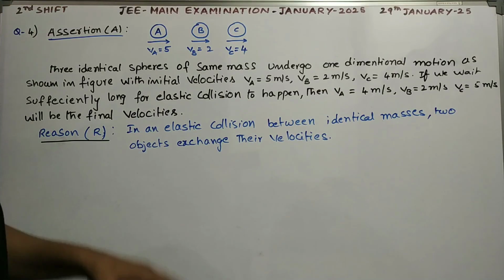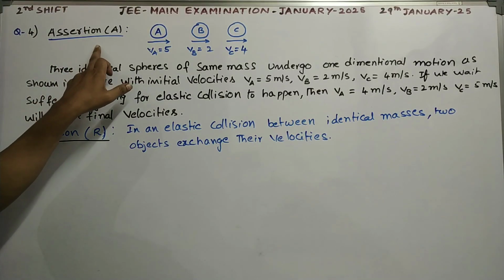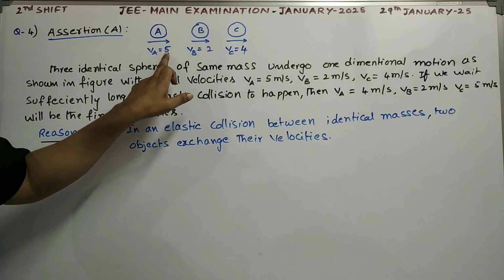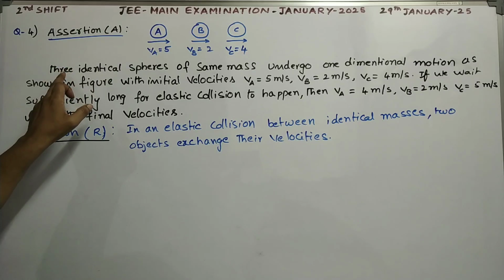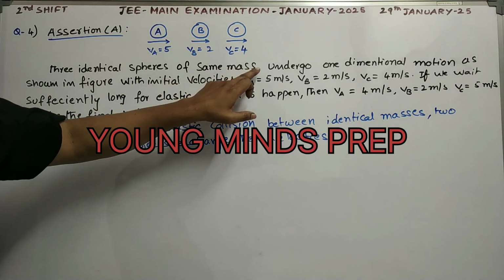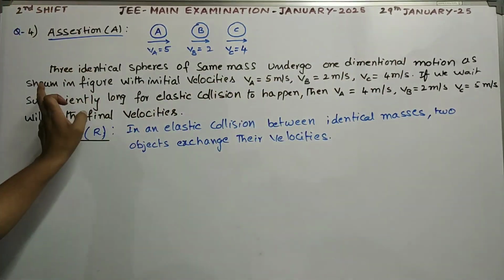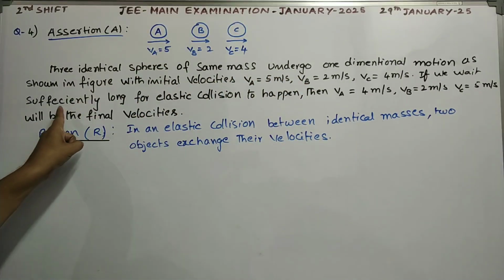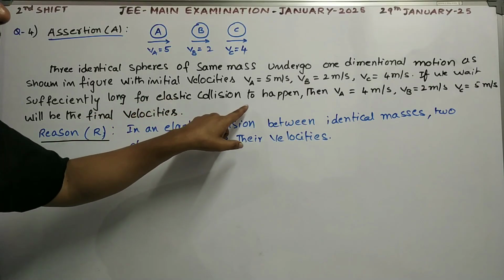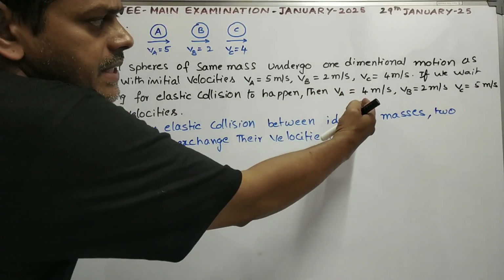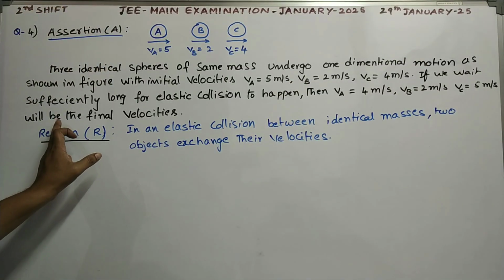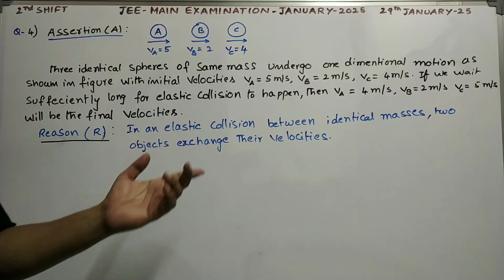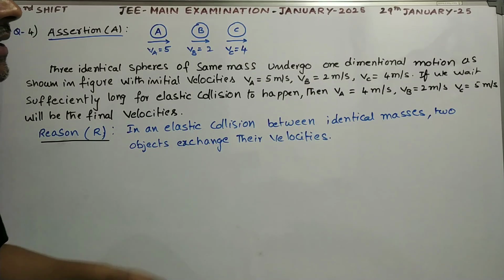Okay, the fourth question, assertion and reason type. What assertion is given? There are 3 particles A, B and C. They are moving with velocities 5, 2 and 4. The assertion: 3 identical spheres of same mass undergo one-dimensional motion as shown in the figure, with initial velocities given. If we wait sufficiently long for elastic collision to happen, then VA, VB, VC given will be the final velocities. What is the reason? In an elastic collision between identical masses, two objects exchange their velocities.